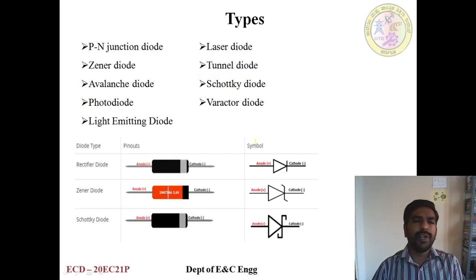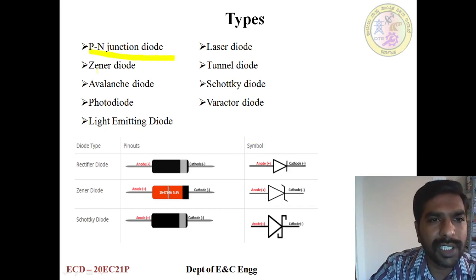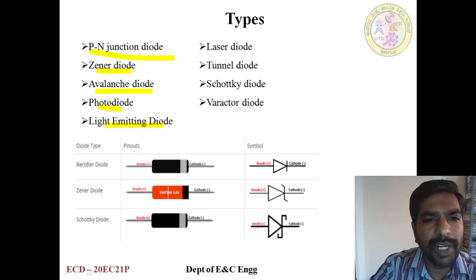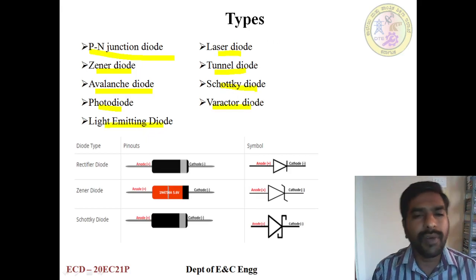And different types of diode. There are a lot of types of diode, depending upon the application and upon the material it is made of. One is called a PN junction diode, and then Zener diode, avalanche diode, photodiode, light emitting diode, laser diode, tunnel diode, Schottky diode, varactor diode. There are plenty of varieties of types of diode.